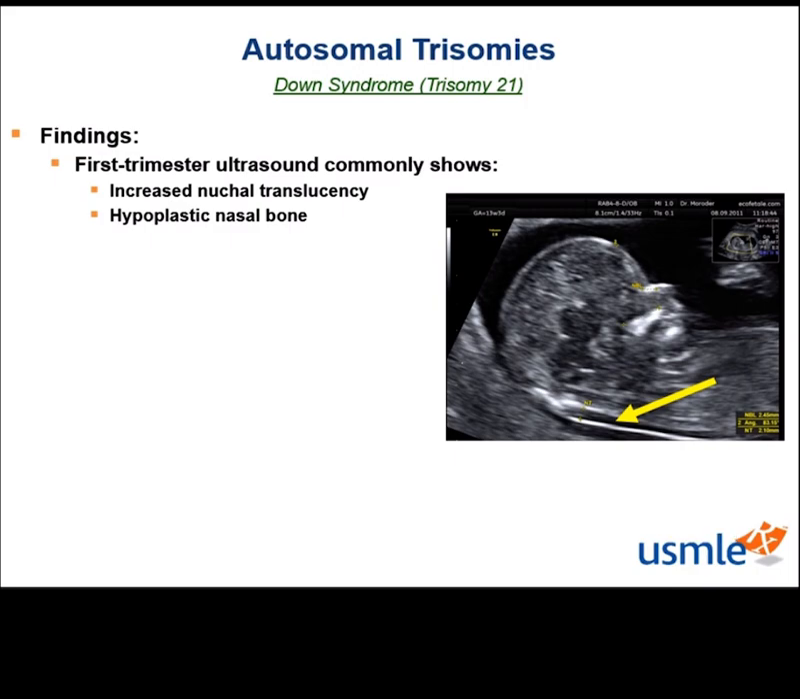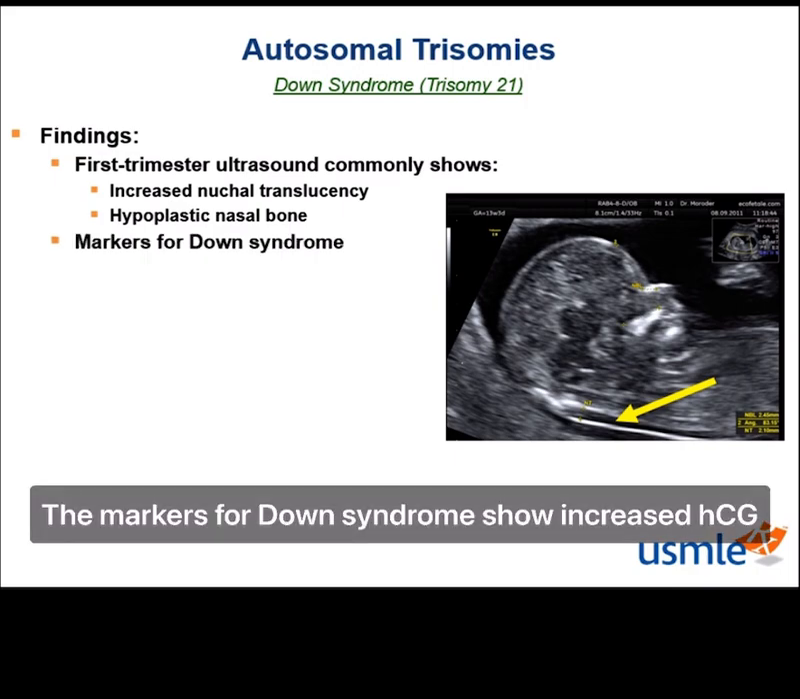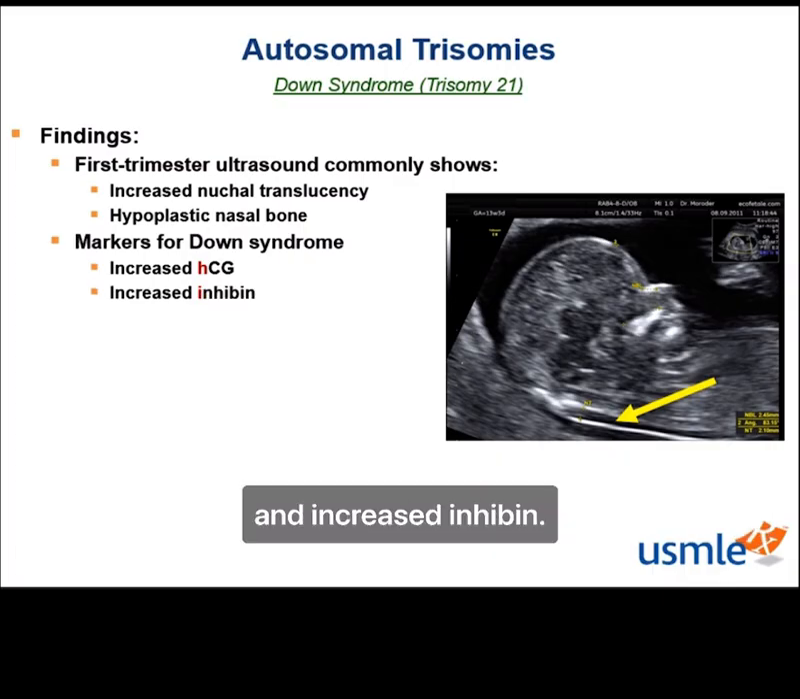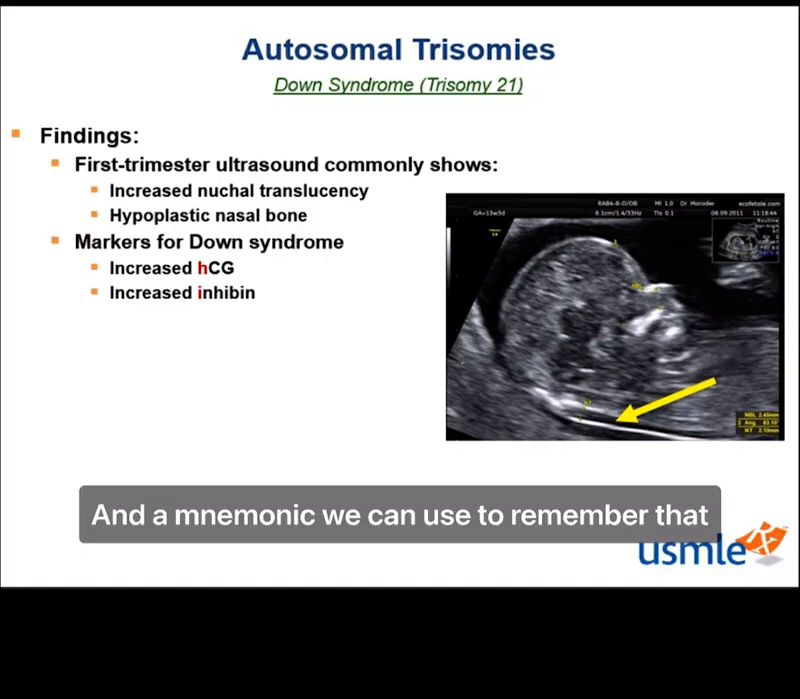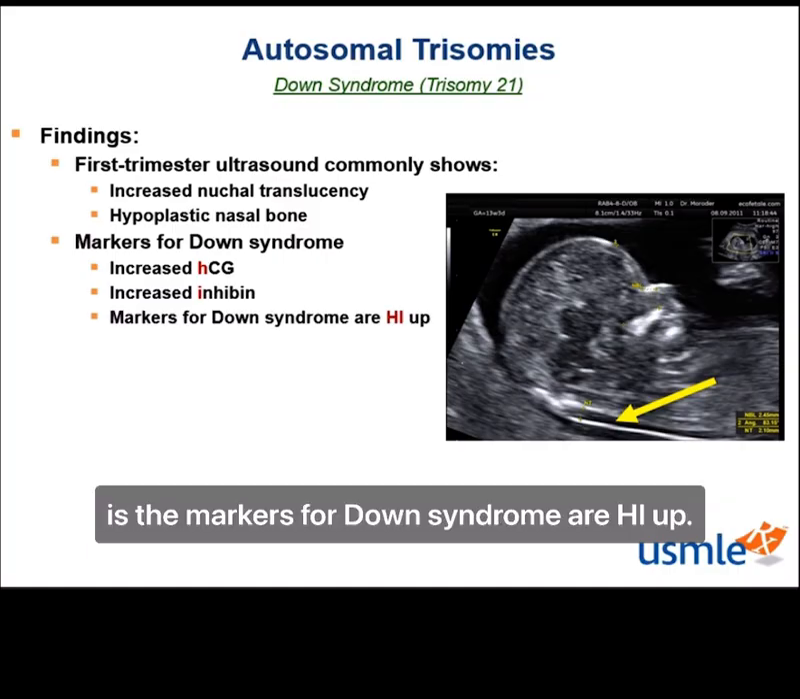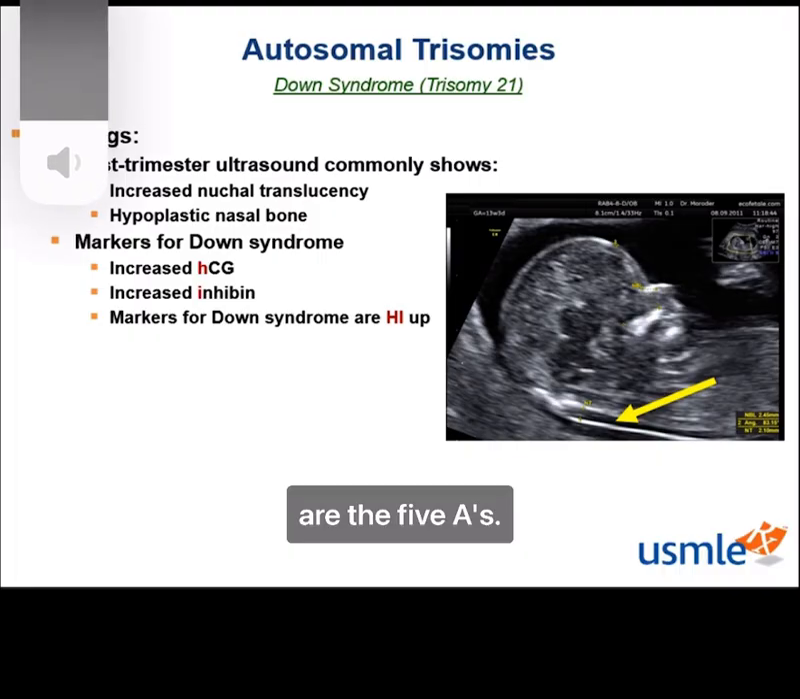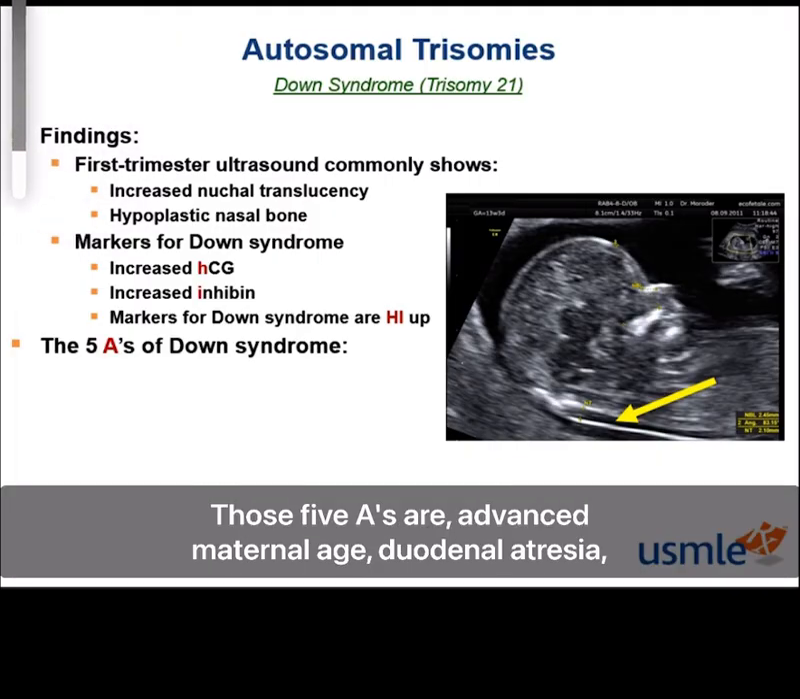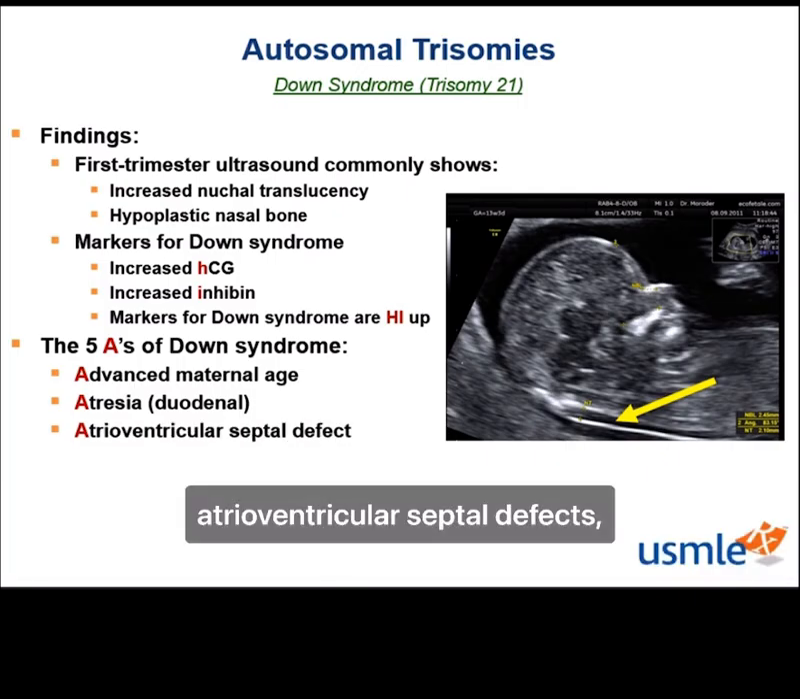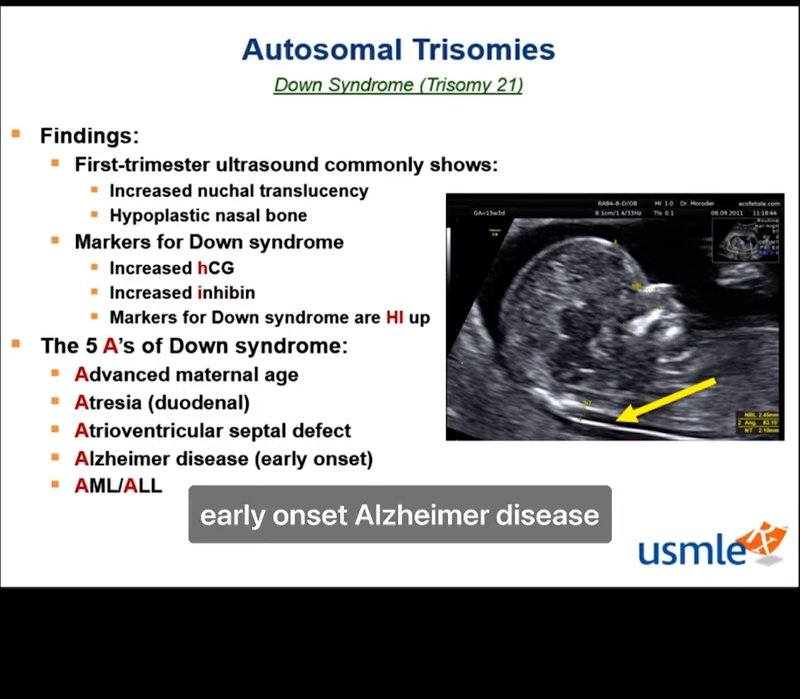The markers for Down syndrome show increased HCG and increased inhibin, and a mnemonic we can use to remember that is the markers for Down syndrome are high up. Another helpful mnemonic for Down syndrome are the 5 A's. Those 5 A's are advanced maternal age, duodenal atresia, atrioventricular septal defects, early onset Alzheimer's disease, and an increased risk for AML or ALL.